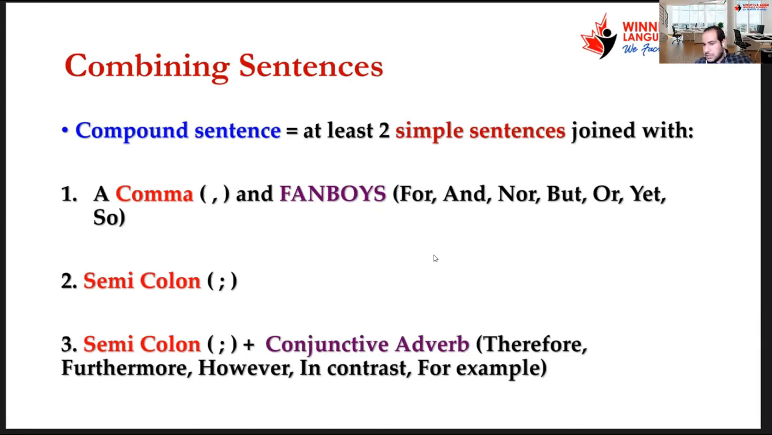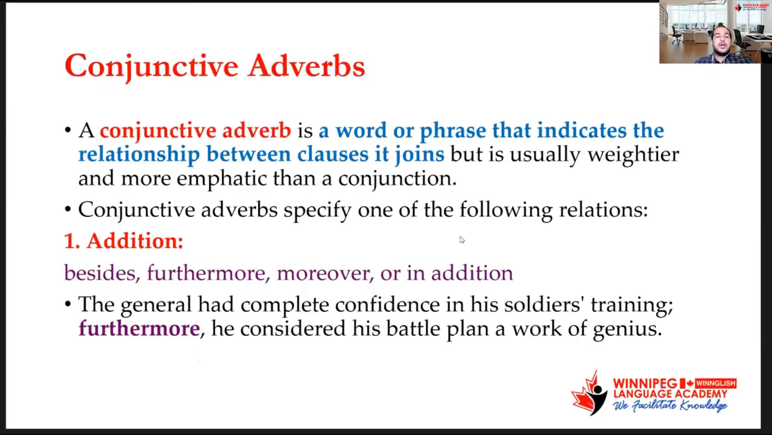Should we always use a semicolon before an adverb and a comma after? Yep, we will have this in detail right now. Just give me a second. Here, when we look at a conjunctive adverb, and this is the question of Manal, it's a word or phrase that indicates the relationship between the clauses it joins, but it's weightier, heavier, and more emphatic than a conjunction. So a conjunctive adverb specifies one of the following relations. Why do we add a semicolon before it? And why do we add a comma after it?